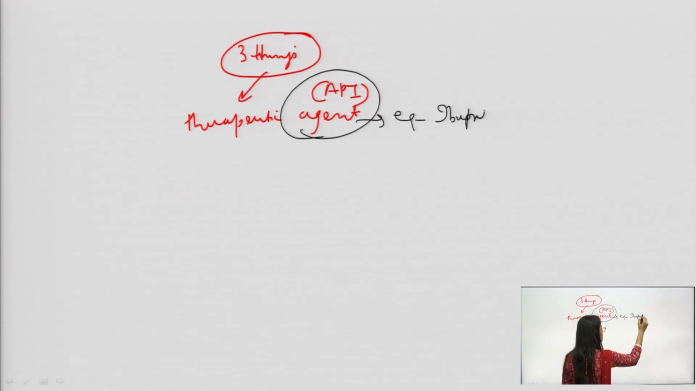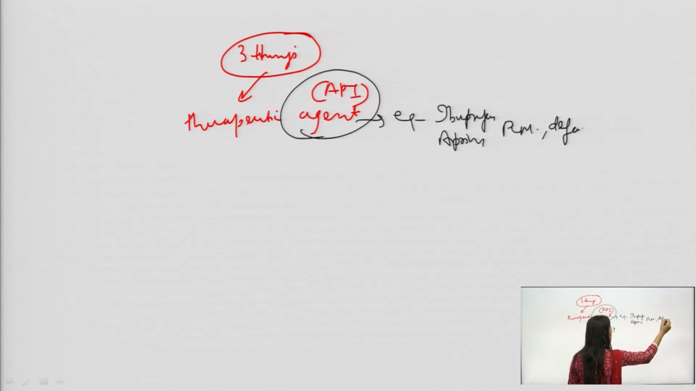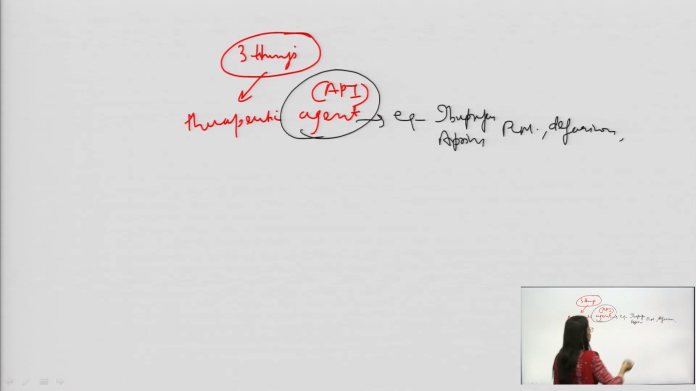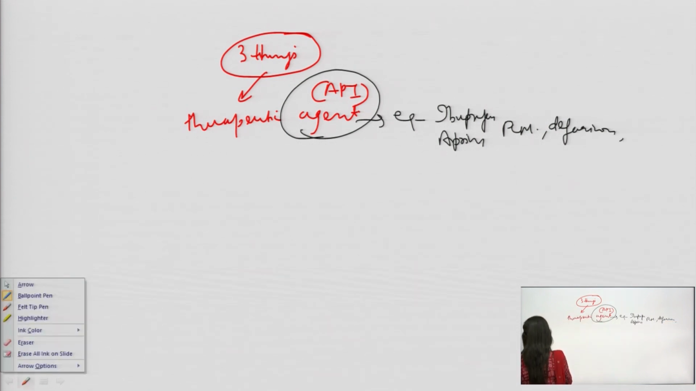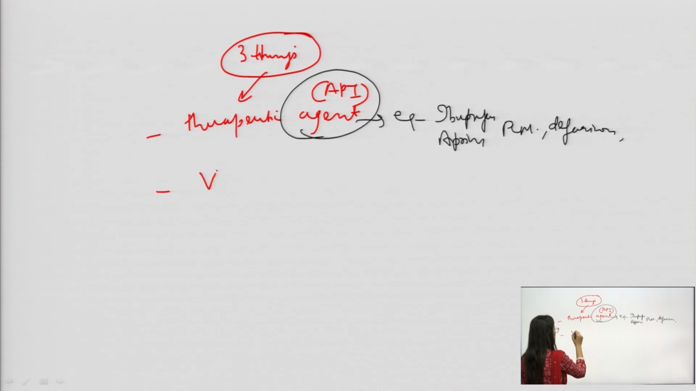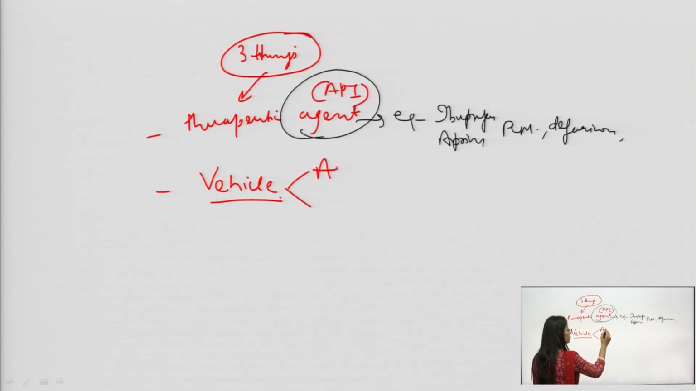For example, you can go for ibuprofen, aspirin, paracetamol, deferasirox, anything you can go for. Next we have the vehicle. The vehicle can be aqueous or non-aqueous.